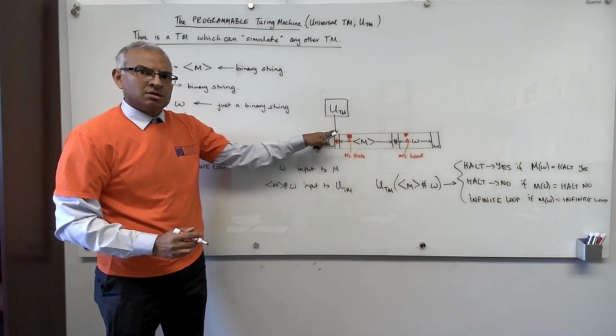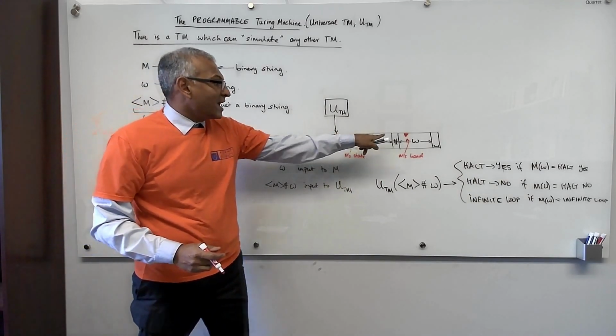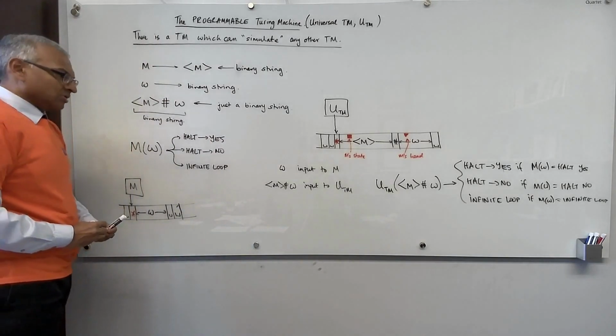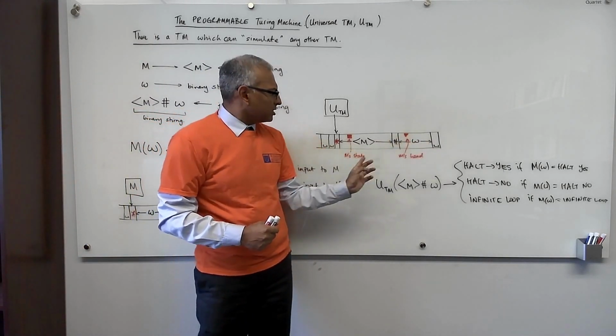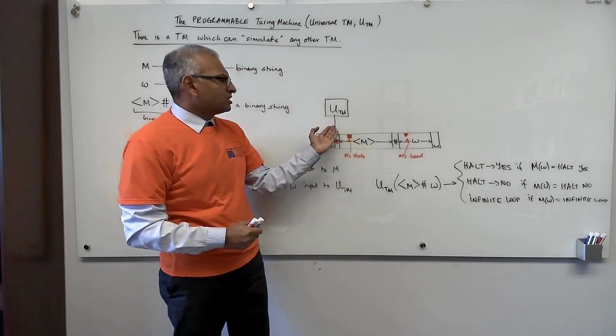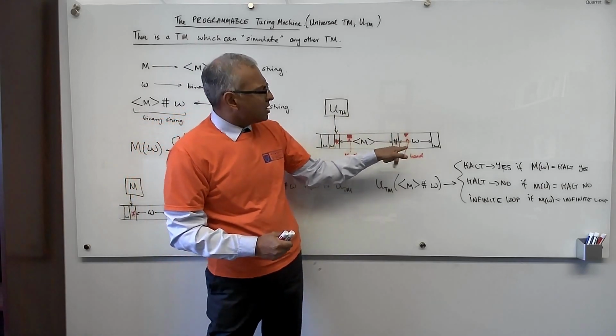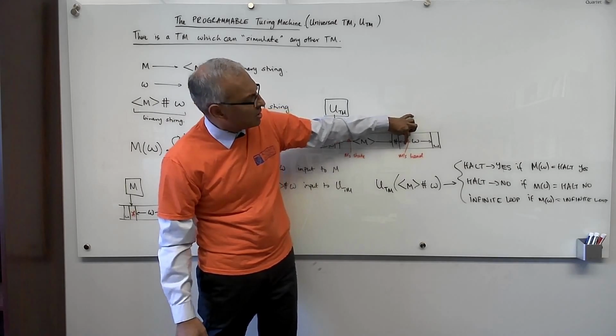But it can pretend, it can mark where M's head is. So that way it can keep track of where M is on its tape, on its input, and it can keep track of where M is in terms of its state. Okay. So now what UTM does is it roams around, then it comes to M's head and sees, oh, I'm reading a 0.